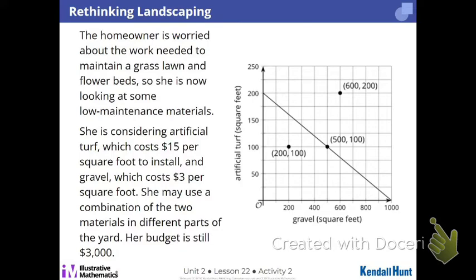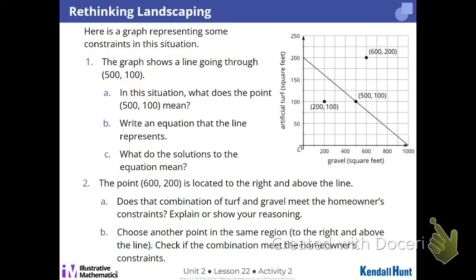All right? It's your job to answer these questions for me. So, you're going to look at the point 500, 100. What does it mean? You're going to write an equation for our line. You're going to say, what do the solutions to the equation mean? Then you're going to look at the points that aren't on the line and make some inferences with your partner. You can write this in your math notebook, or it'll actually fit next to your graph on the little sheet I gave you. So, who can tell me what 500, 100 means?